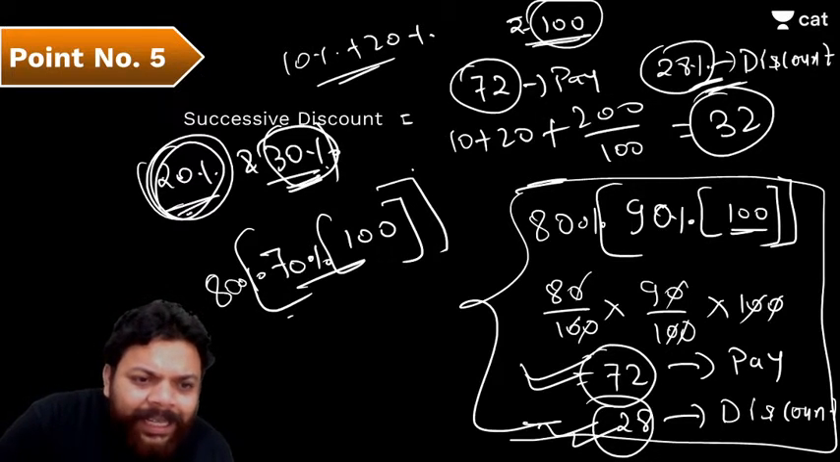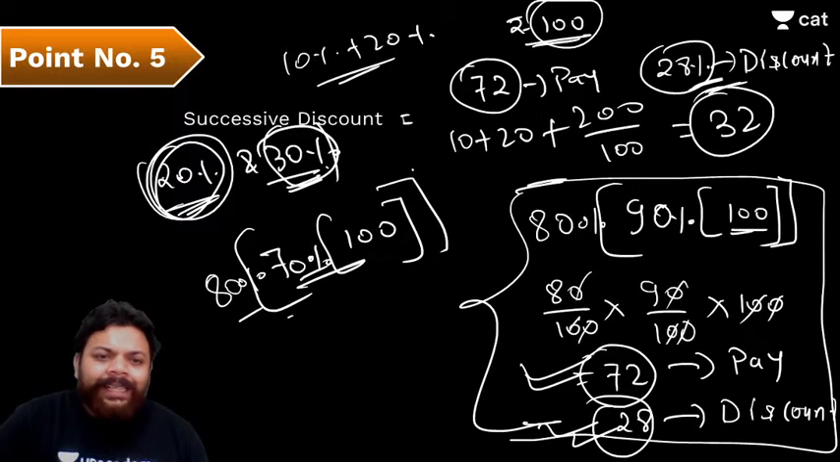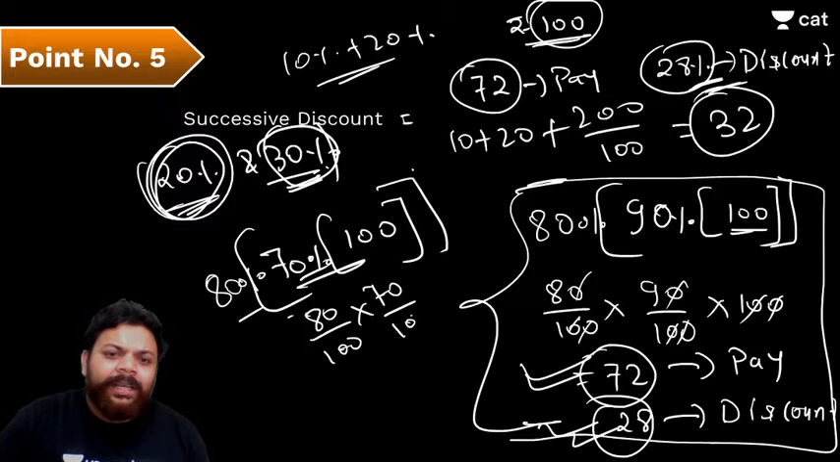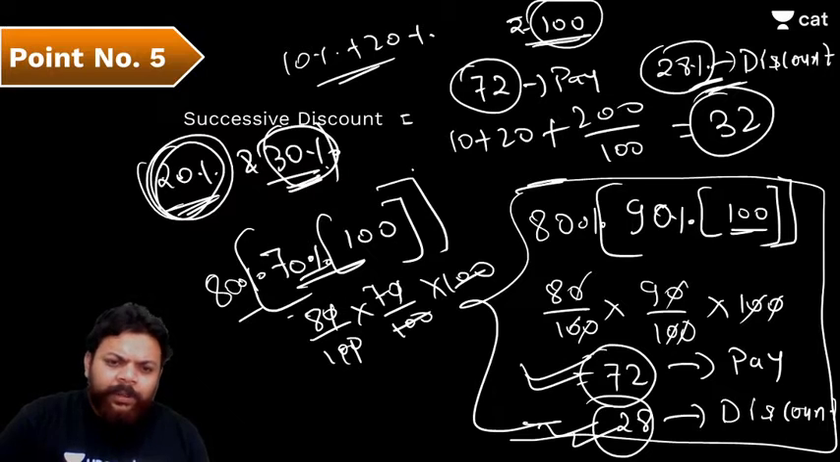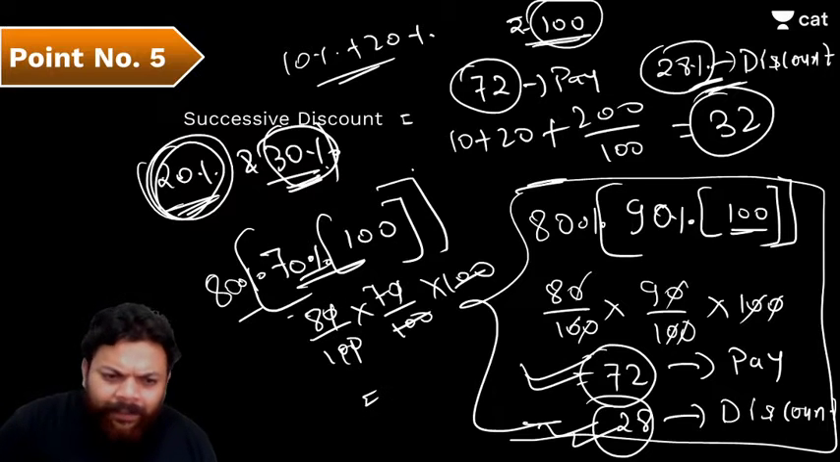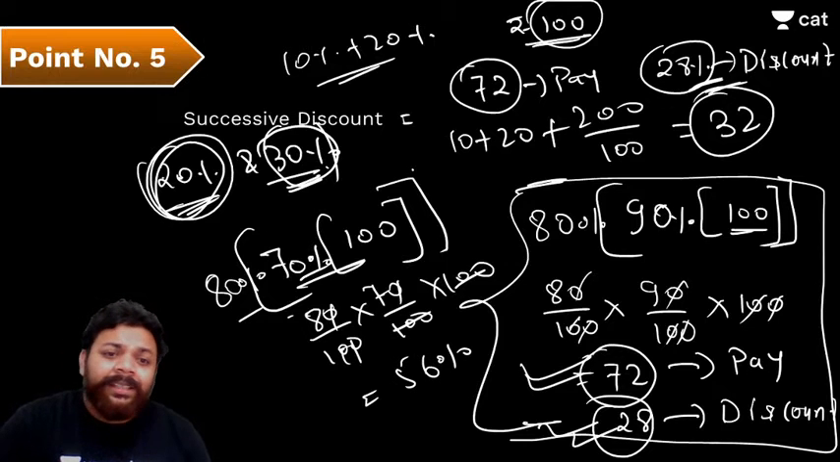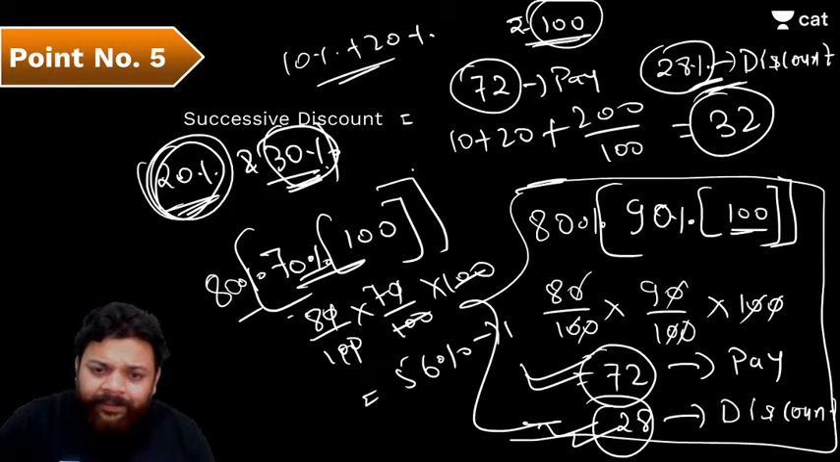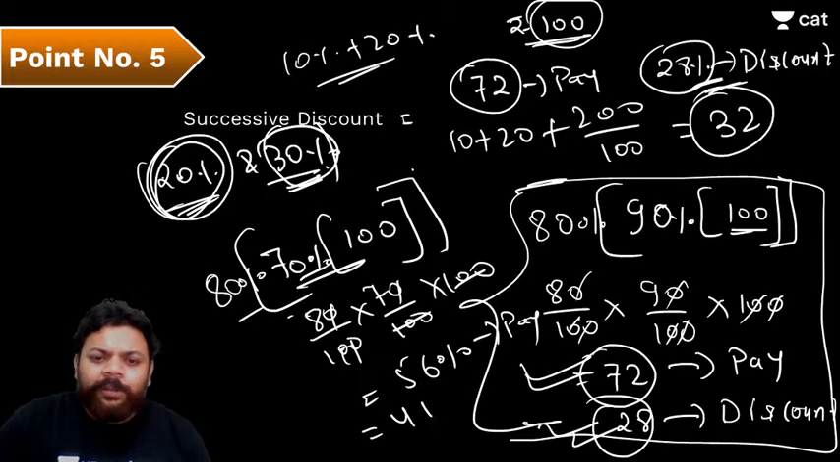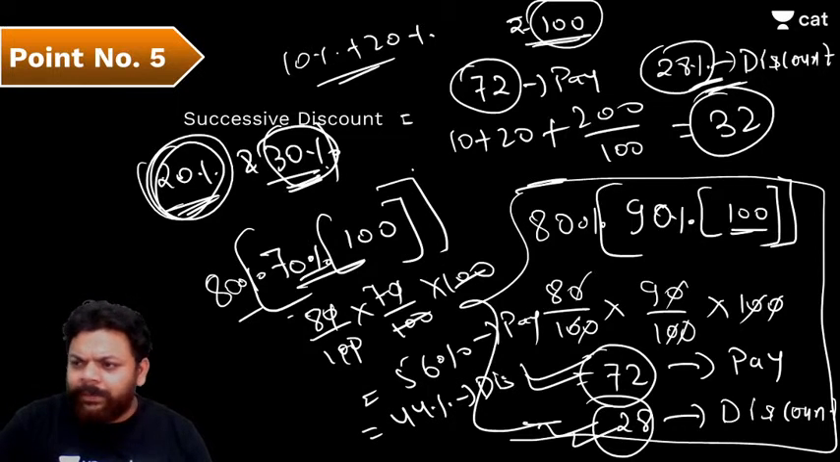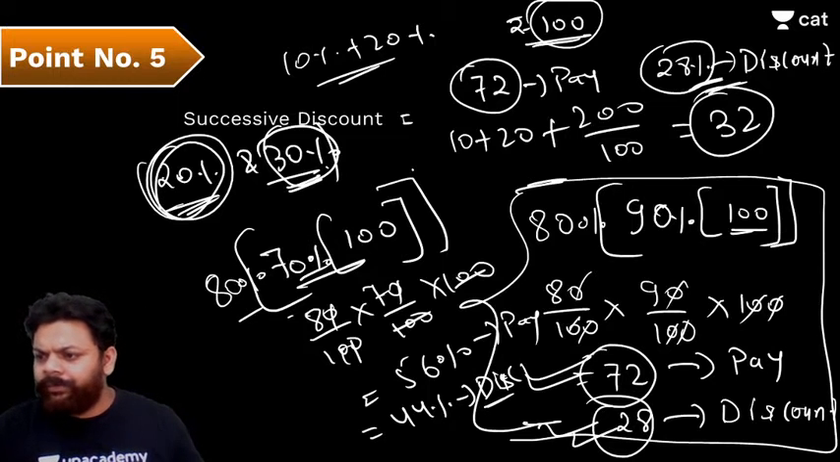So whenever I consider this one, since the 0s will all cancel, I'll get 80 by 100 multiplied with 70 by 100 multiplied with 100, which is going to be 7 multiplied with 8 is 56. So 56% we need to pay. That means there must be a discount of 44%. This must be your discount.